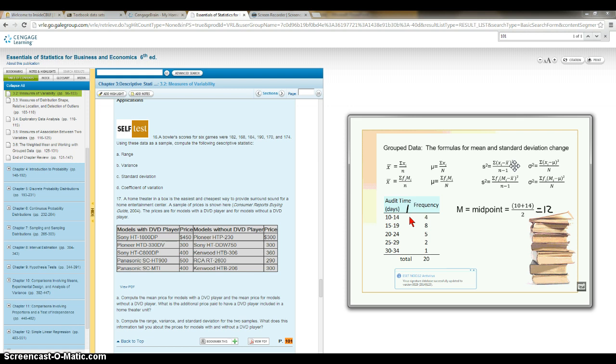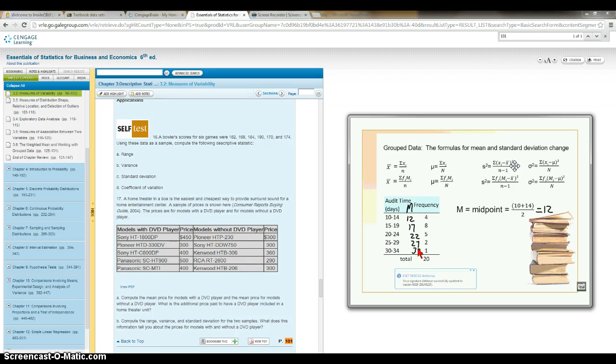Okay, the midpoint between 15 and 19 would be 15 plus 19 divided by 2, which is 17. So they're 5 apart. Next one would be 22. Next one would be 27. And the last one would be 32. So these are my midpoints.